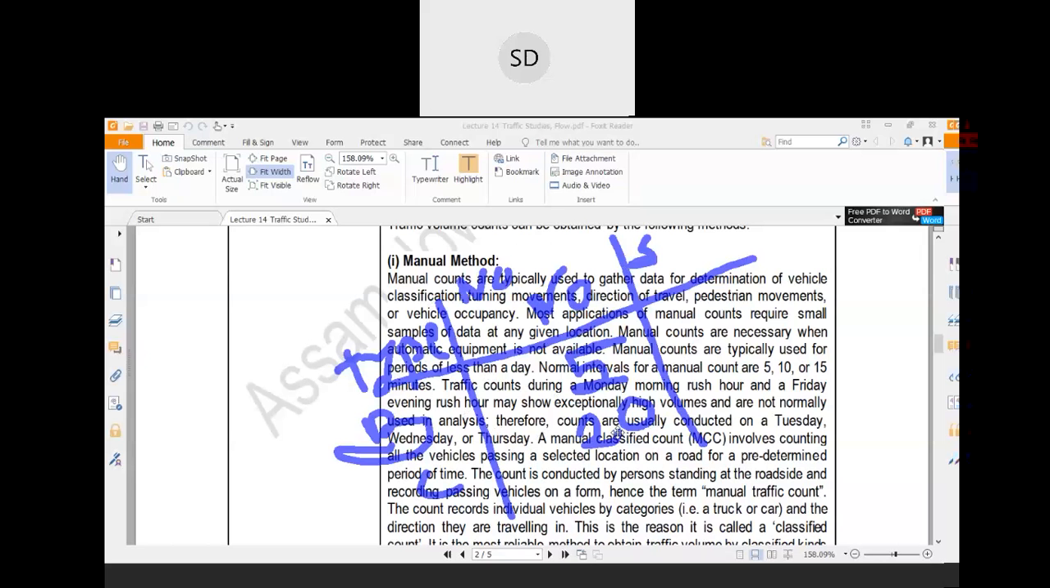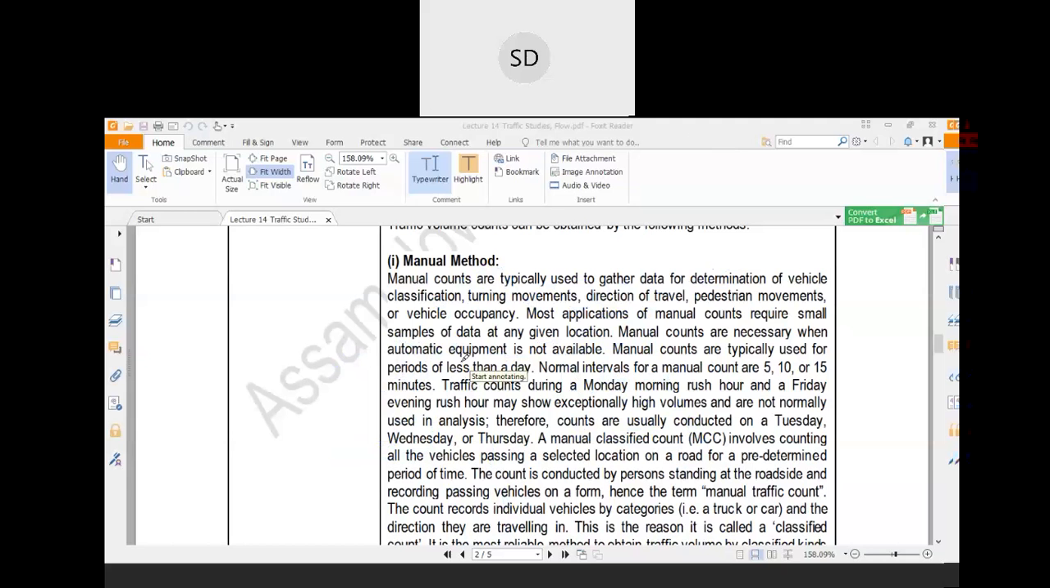Now another thing: as it is not possible to collect a large amount of data by the manual count method, what happens in this case? You will consider 15 minutes in each and every 1 hour. During that 15-minute time only, you will collect the data. Suppose you want to collect the traffic data of 12 hours, suppose from 6 to 6.